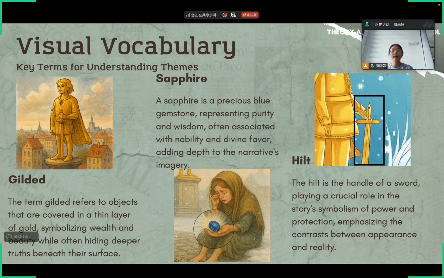Before we start reading the text, I also include the visual prediction phase. I would show the students the cover image of the story again, the contrast between the golden statue and the dark, dirty city below. I would ask them, "Look at the colors. Why is the prince bright gold, but the city is dark gray?"